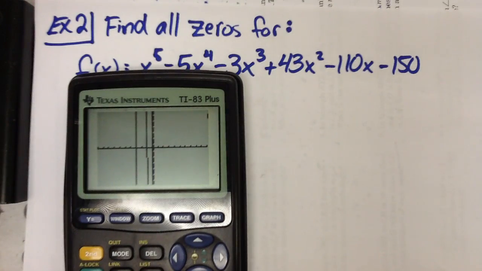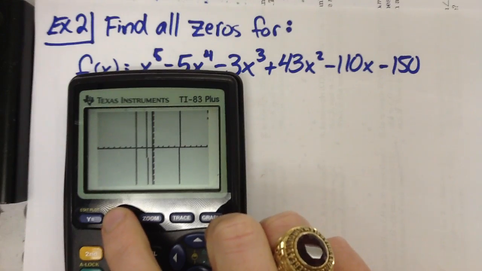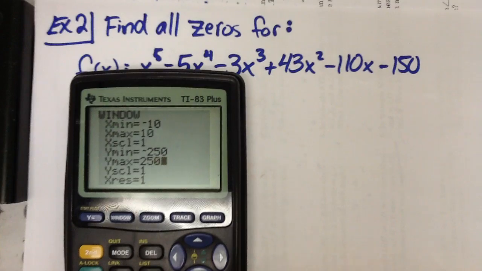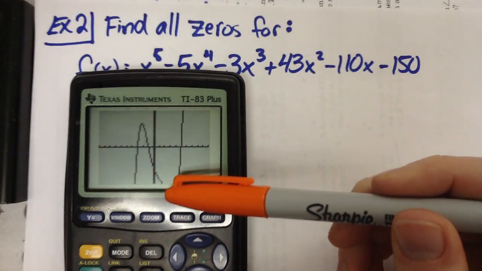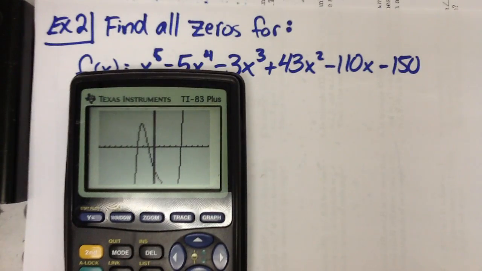This thing is still ridiculously steep. So because it's so steep, I'm going to go extreme. Let's go -250. Let's go +250. Let's just see if that helps. Yeah, there we go. That's a little better. Okay. Now, one of these is going off the screen down here, and I really don't care because what I care about is where it crosses the x-axis. And I can see 3 of them.